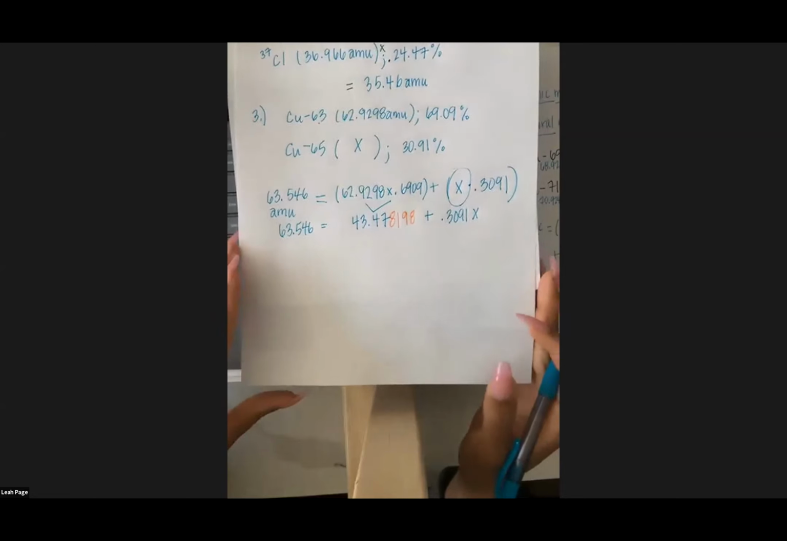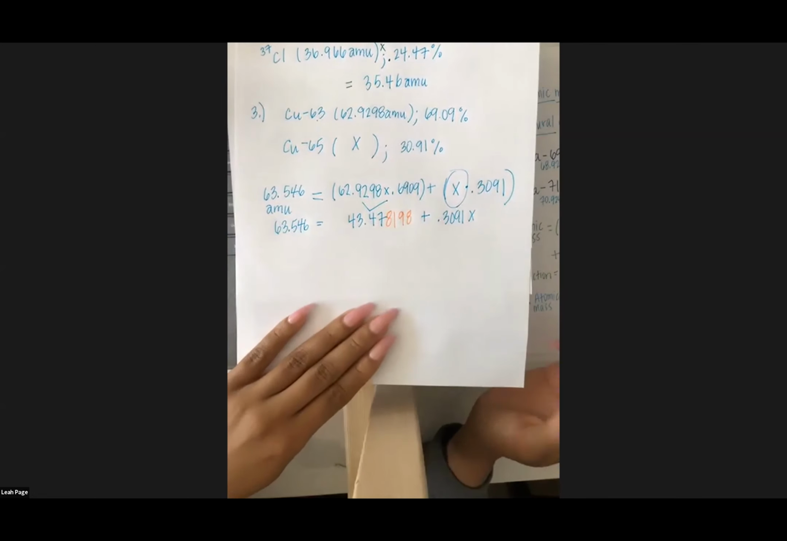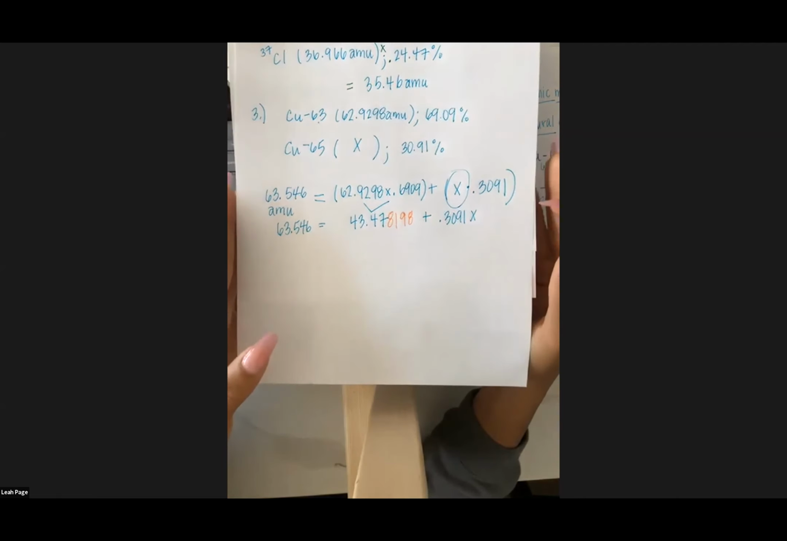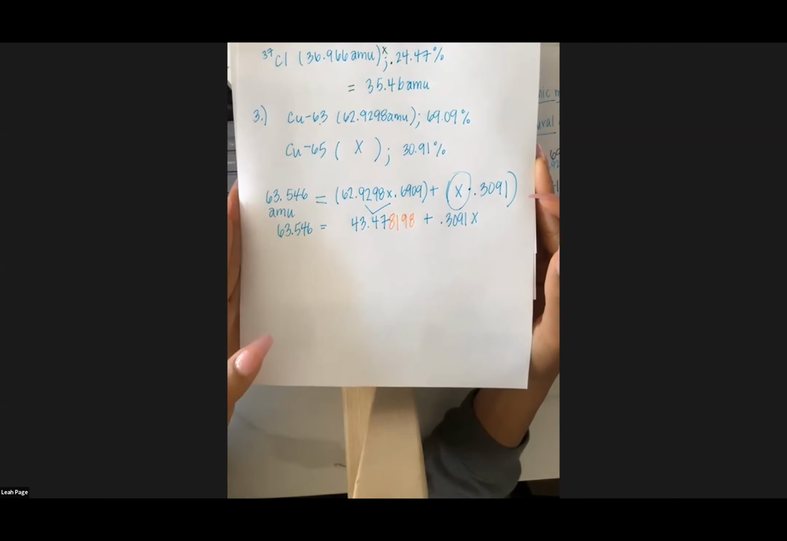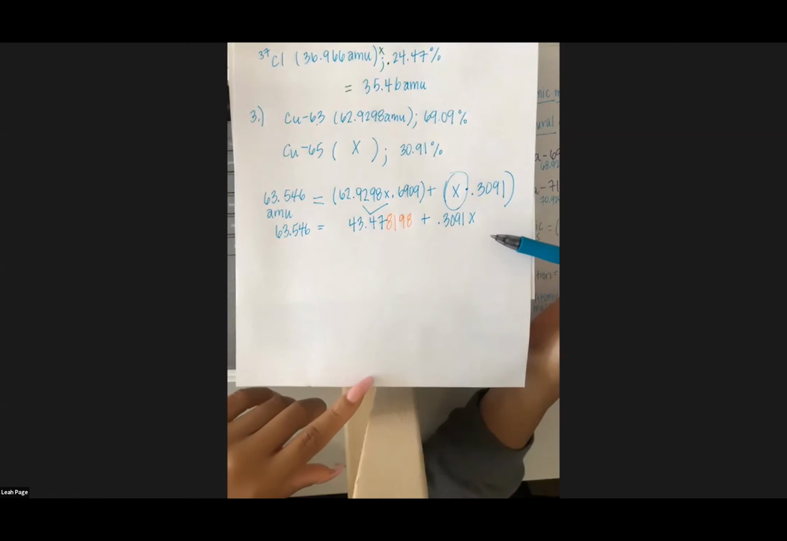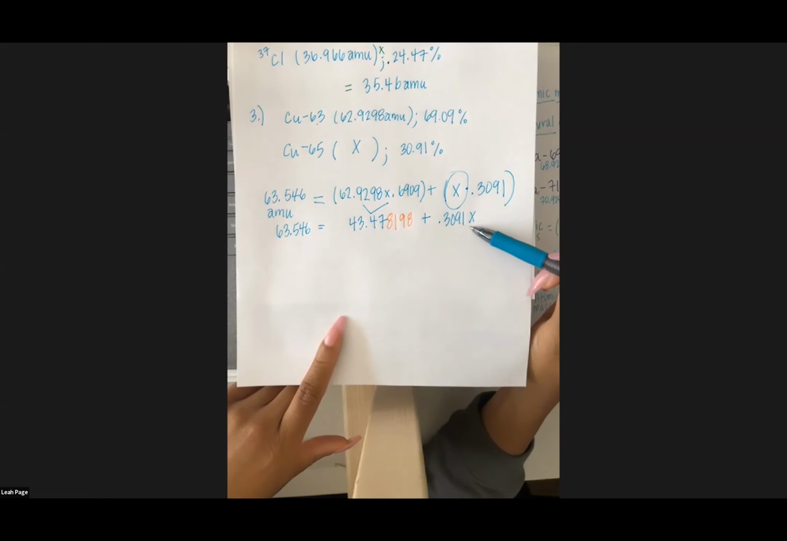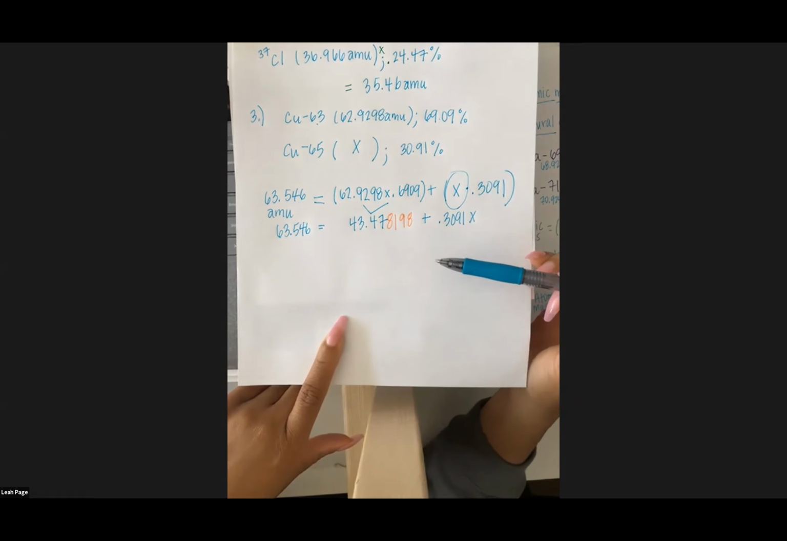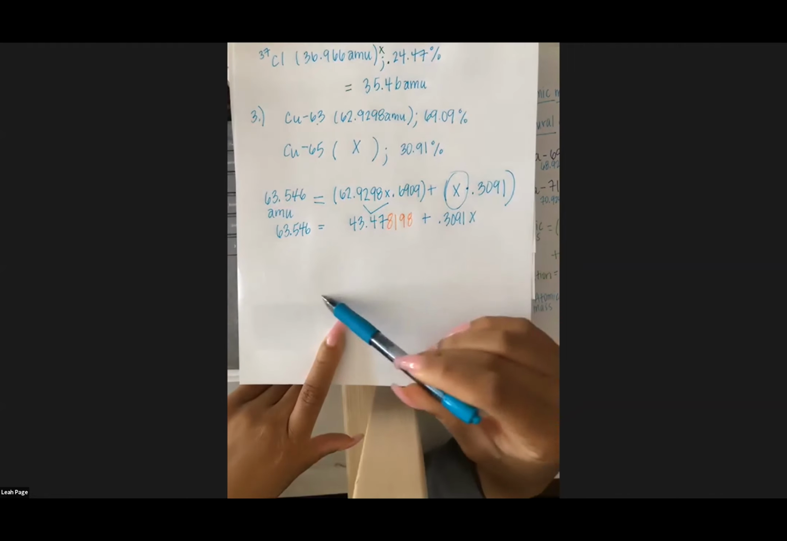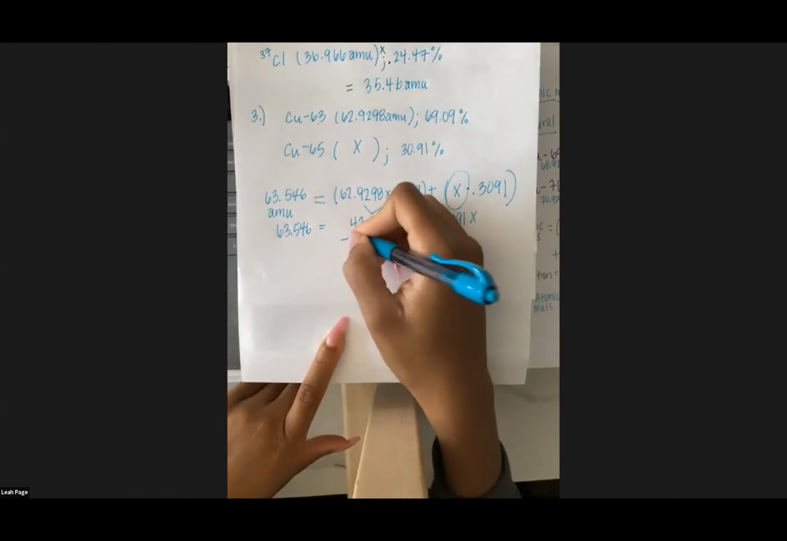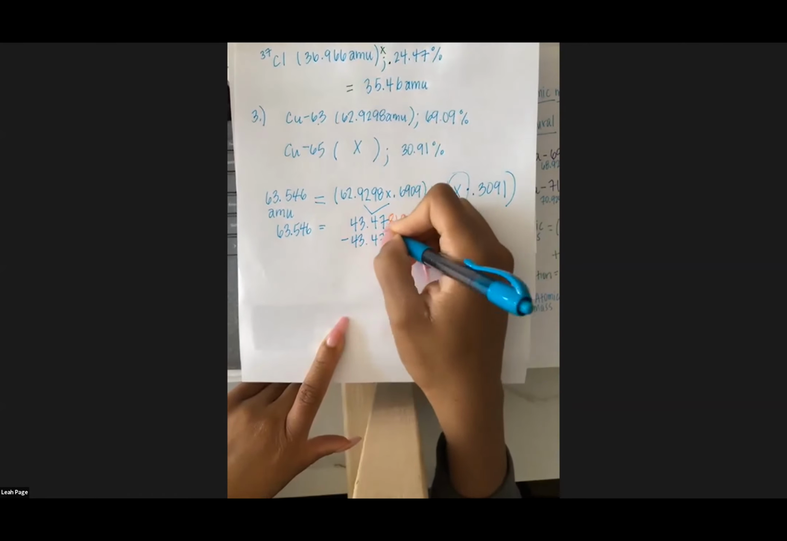63.546. Now, if you're having trouble solving for unknowns, you just might need to reach out to me and we can do a little practice. But basically, I do expect you guys to know how to set up an equation like this and solve for your unknown variable, which is X in this case. So remember, the whole point is we got to get the like terms on both sides. So basically, we get the X on one side, and if it doesn't have an X, you get it on the other side. And the easiest way to do that is subtract this number from both sides.